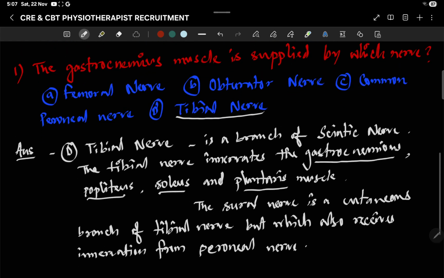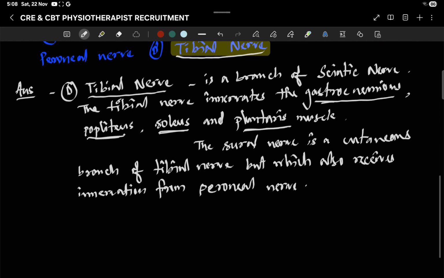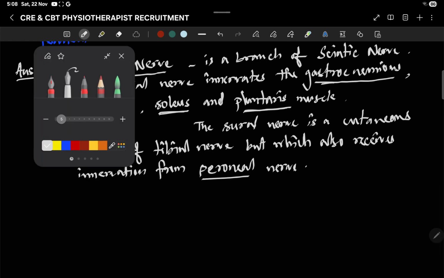Okay, the number one question was: the gastrocnemius muscle is supplied by which of the following nerves? Femoral nerve, obturator nerve, common peroneal nerve, or the tibial nerve? The answer will be option D, tibial nerve, which is a branch of the sciatic nerve. The tibial nerve innervates gastrocnemius, popliteus, soleus, and plantaris muscles. The sural nerve is a cutaneous branch of the tibial nerve, which also receives innervation from the peroneal nerve. Okay, next we'll go to the second question.